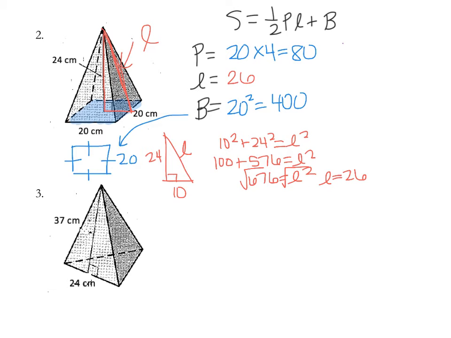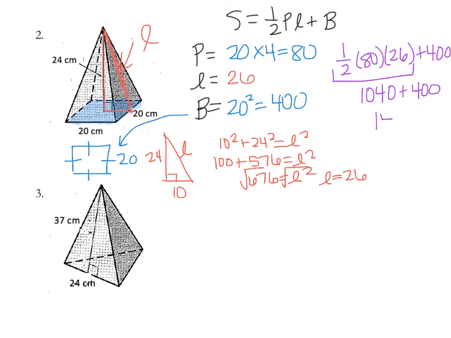And now I can find my surface area. I'm going to do 1/2 P times L plus big B. And again, I want you to do the multiplication part first. Figure out this number first, then you can add the 400. Do not add the 400 before taking the 1/2. You have to take the 1/2 first. It only applies to that first group. So this should come out to be 1040 plus 400, which gives us 1440 centimeters squared.